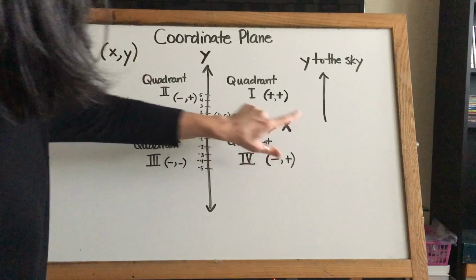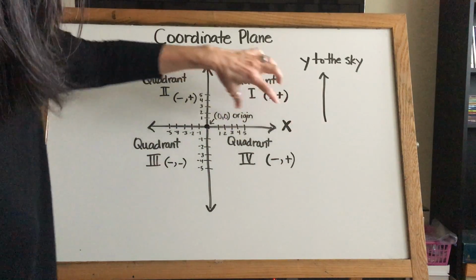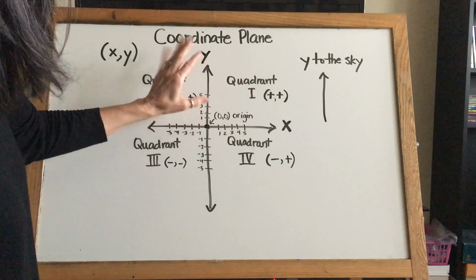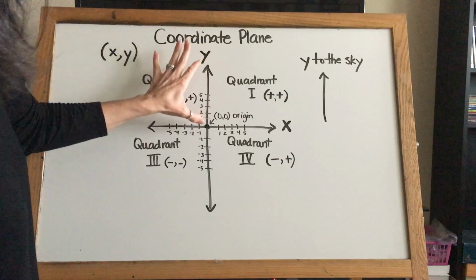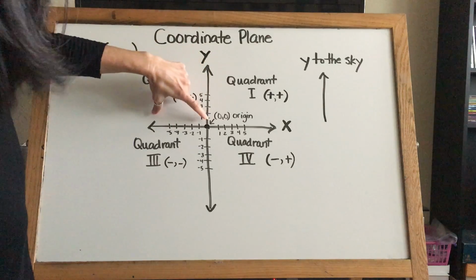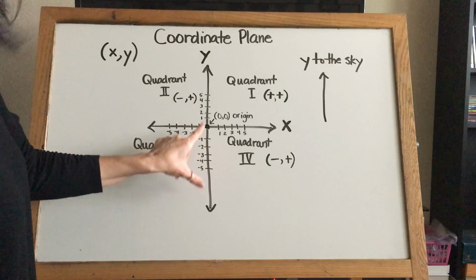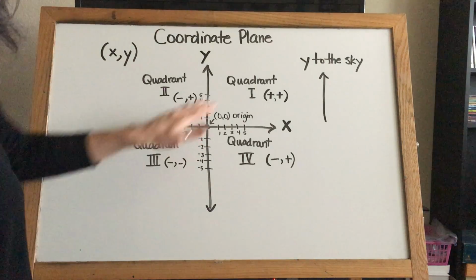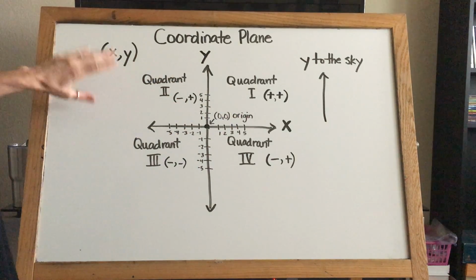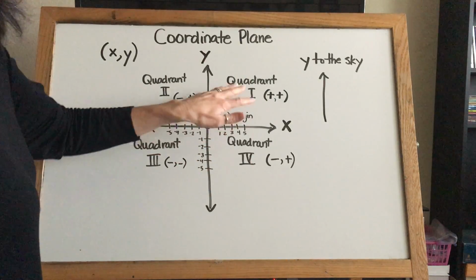And everything on the right-hand side of your x-axis is positive. Everything above the origin on your y is positive. Everything to the left of your origin is going to be negative, and everything below your origin is going to be negative.